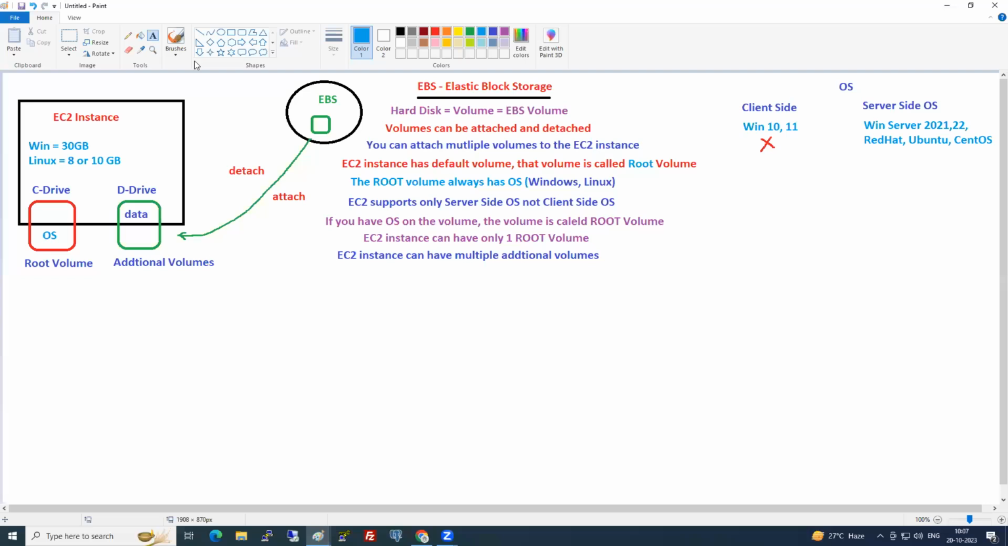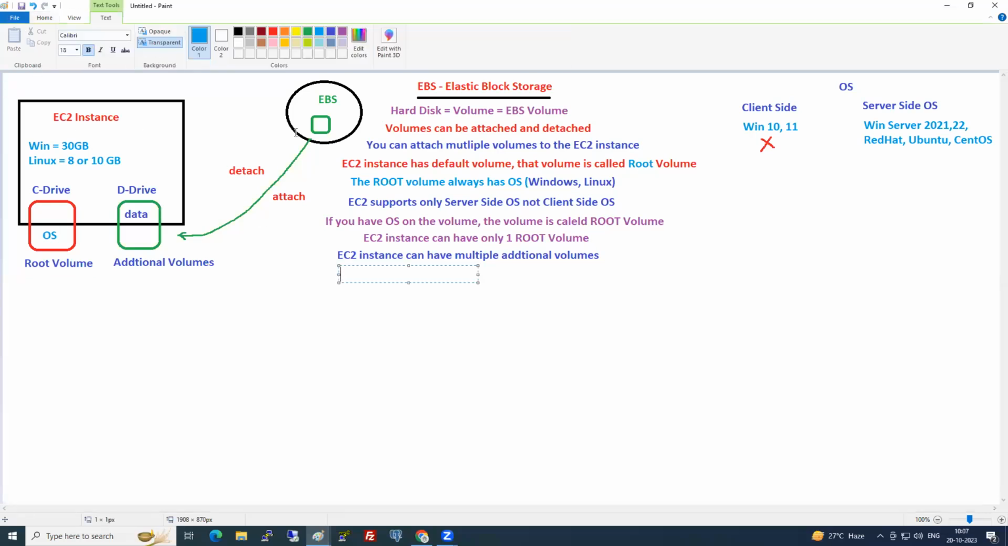But don't create the maximum unless you have the requirement in real time. It's 16 terabyte, it's huge, right? So the maximum size of an EBS volume is up to 16 terabyte. Later you can extend the volume, no issues.